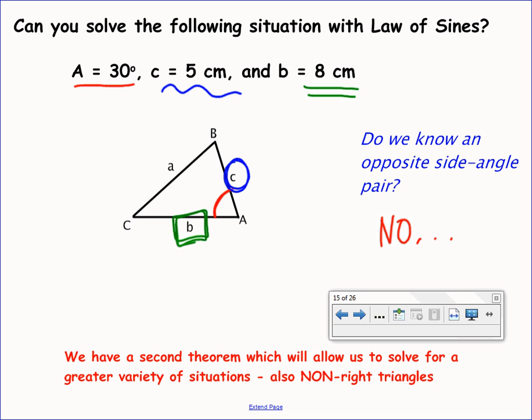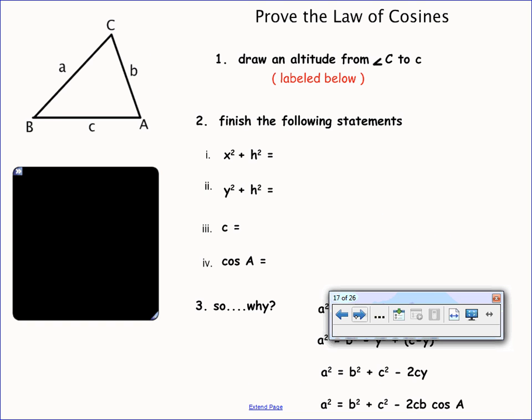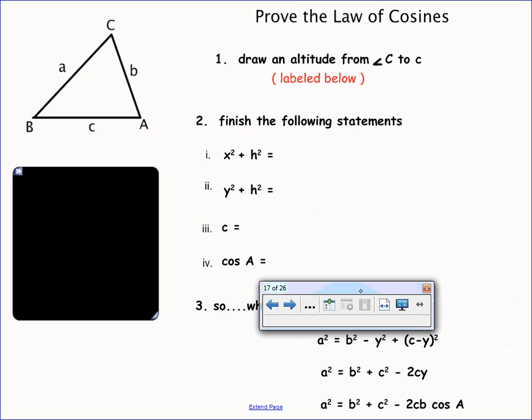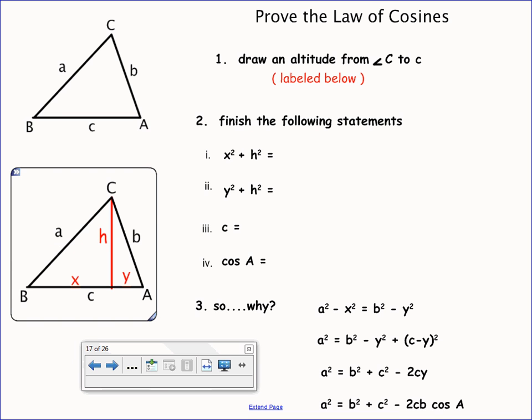And so we've got law of sines, right? That's appropriate to use when we have an opposite side angle pair. When we don't have an opposite side angle pair, then we're going to use the law of cosines. We're not going to prove the law of cosines in as much detail as the law of sines. The law of sines went pretty quickly. The law of cosines is a little bit trickier, but we could still drop an altitude h from angle C.